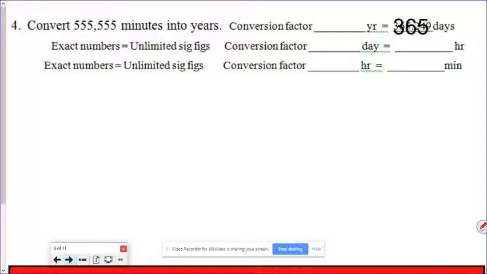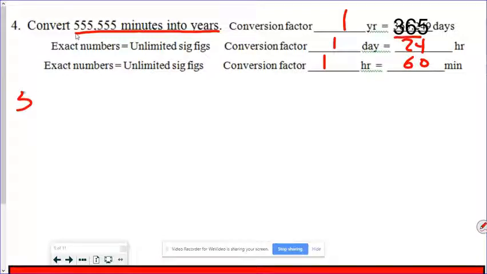So in this next one, we're going to convert this many minutes into years. In 1 year, there's 365 days. There's 24 hours in 1 day. There's 60 minutes in 1 hour. So when we set this up, again, just like always, we start with what we're given. And I think it'd be a very good idea if you pause the video and try to do this whole problem yourself and then start it back up if you're having problems or if you finished it.